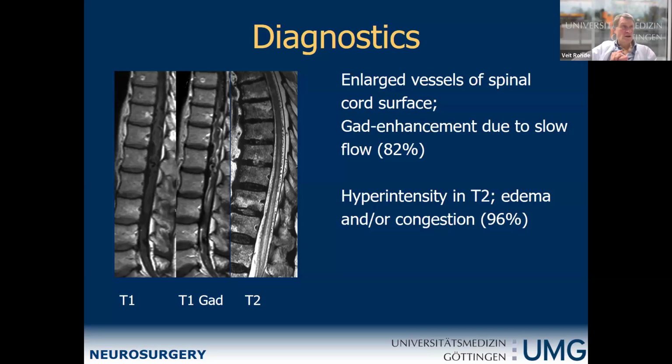Also very typical, as I already have shown to you, is the T2 hyperintensity, which is a sign for edema or venous congestion. And these signs in MRI are visible in almost 100%. So if you have a suspicion of a spinal dural AV fistula and you don't see any vessels, and you don't see any edema, the chance that the patient has a spinal vascular disease is very, very low.